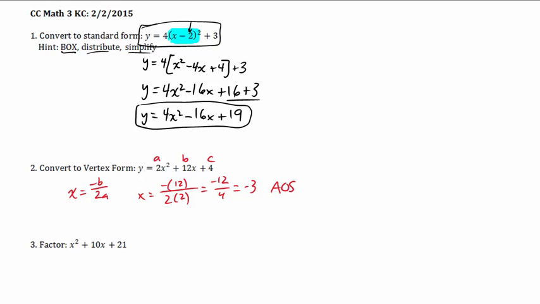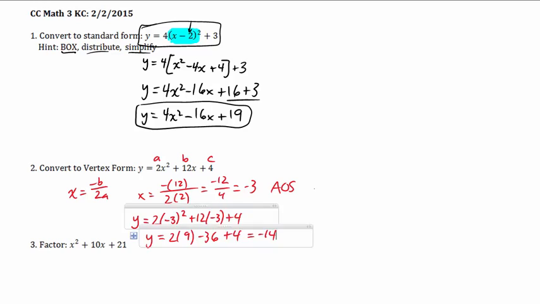Now this is also known as the axis of symmetry. Okay, so take negative 3 and plug it in for the x everywhere. So your y value is 2 times x, which is negative 3, squared, plus 12 times x, which is negative 3, plus 4. Okay, so that's going to be 2 times 9 minus 36 plus 4. Or that's going to give you a y value of negative 14. So when we convert it to vertex form, we now have our vertex from these 2 things. Here's the x value from your vertex, here's the y value.